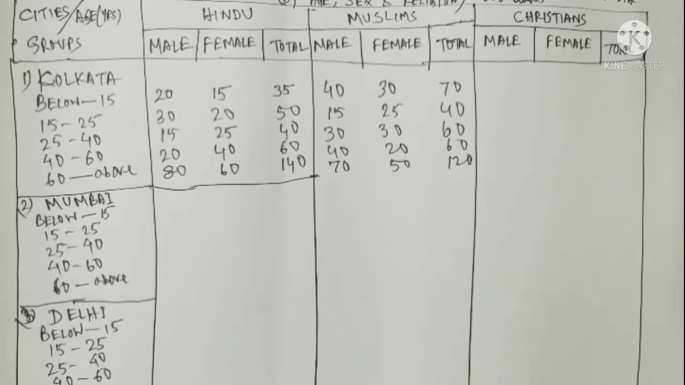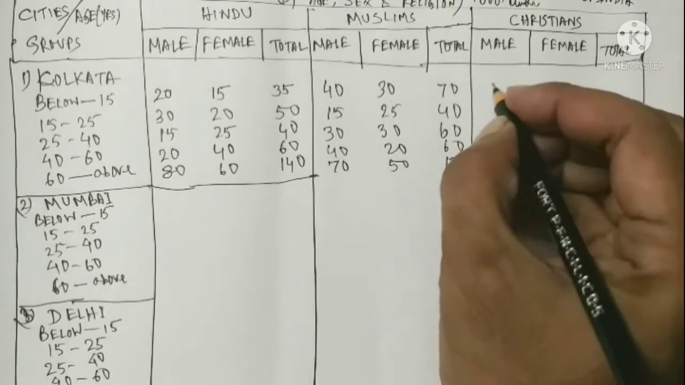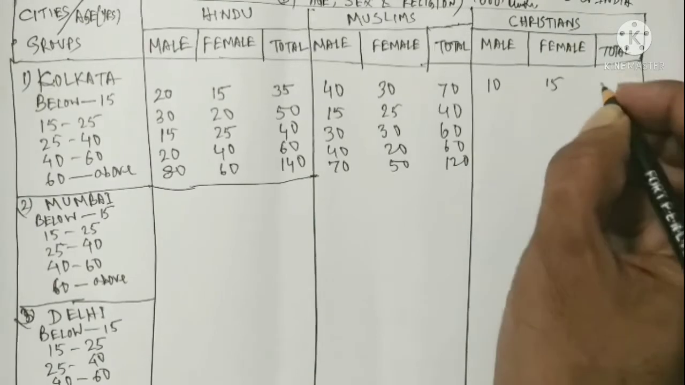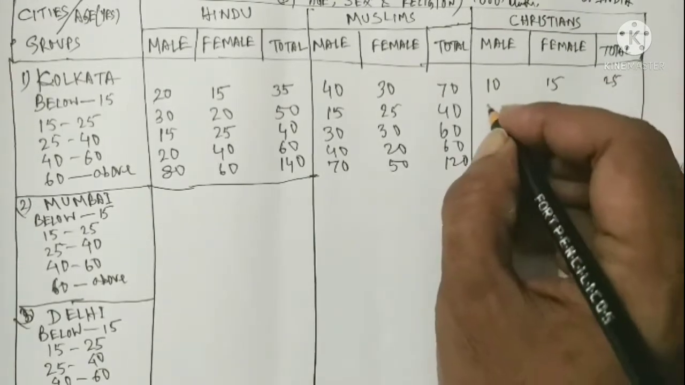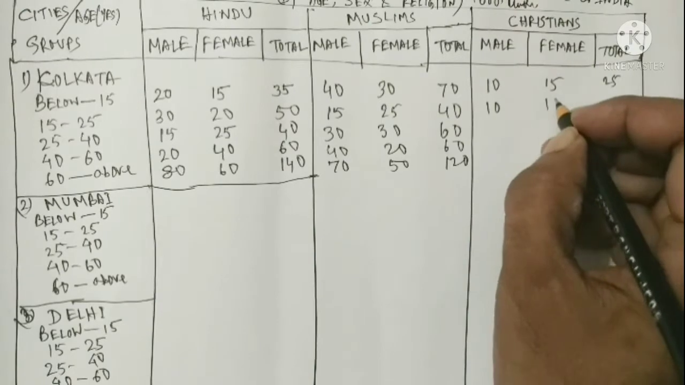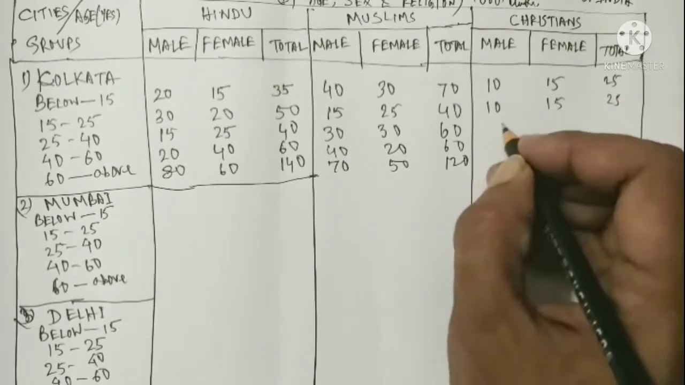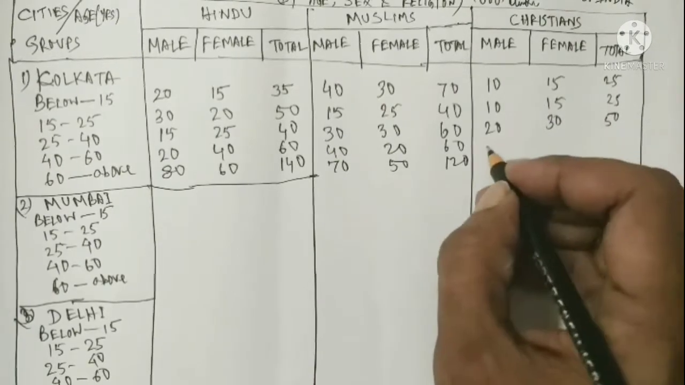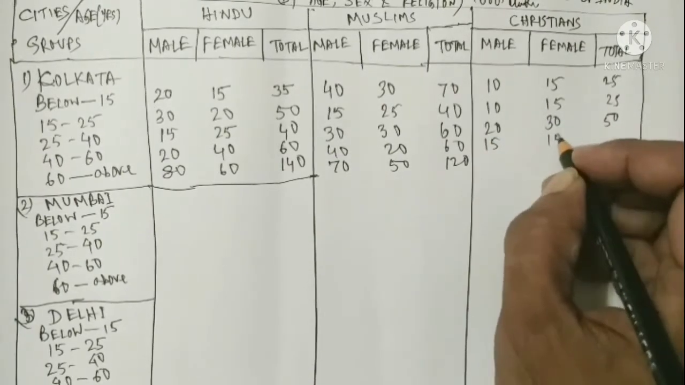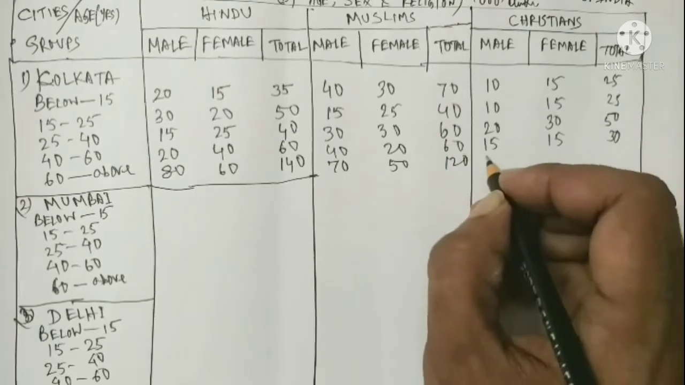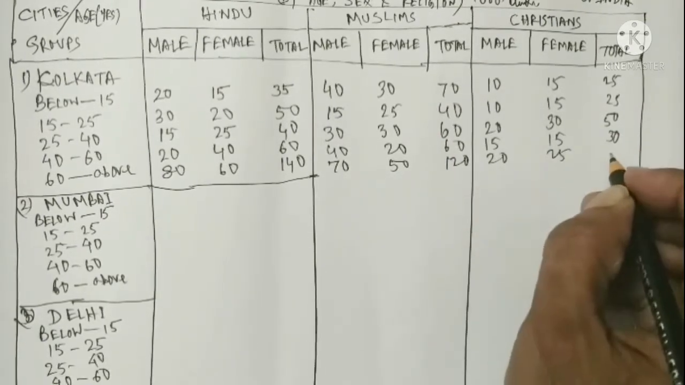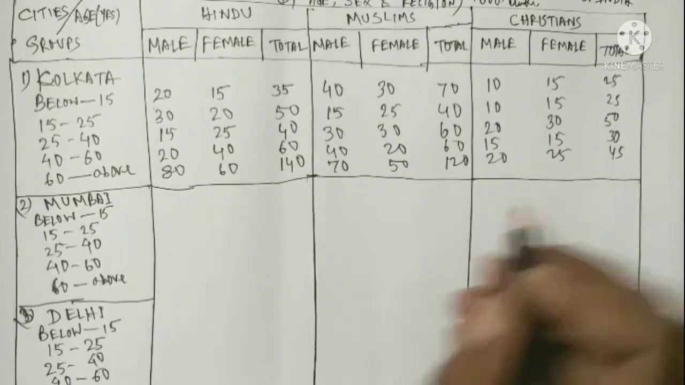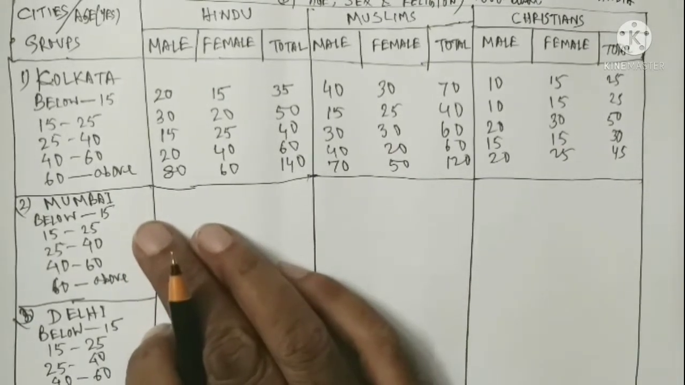Similarly for Christians, 10, 15, 25, 10, 15, 25, 20, 30, 50, 15, 15, 30 and 20, 25, 45. We put in this manner.